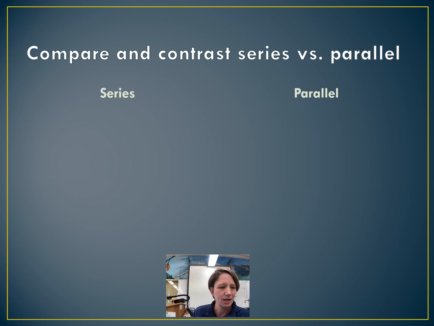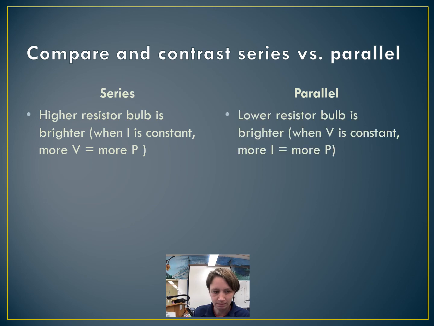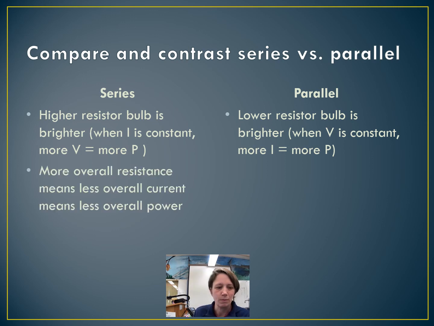One more quick slide to compare and contrast series and parallel circuits. In the series circuit, we found that the higher resistor bulb was brighter, because when current was the same for both, more voltage meant more power. In a parallel circuit, we find that the lower resistor bulb is brighter, because when voltage is constant, then more current means more power.